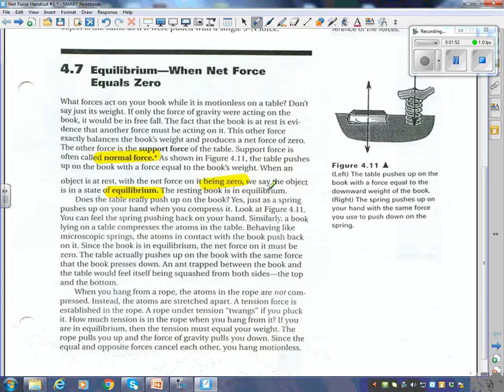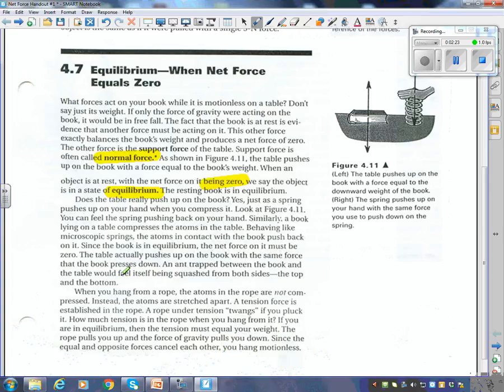Does the table really push up on the book? Yes, just as the spring pushes up on your hand when you compress it. Look at figure 4.11, you can feel the spring pushing back on your hand. Similarly, a book lying on a table compresses the atoms in the table. Behaving like microscopic springs, the atoms in contact with the book push back on it. Since the book is in equilibrium, the net force on it must be zero. The table actually pushes up on the book with the same force that the book presses down. An ant trapped between the book and the table would feel itself being squashed from both sides, the top and the bottom.